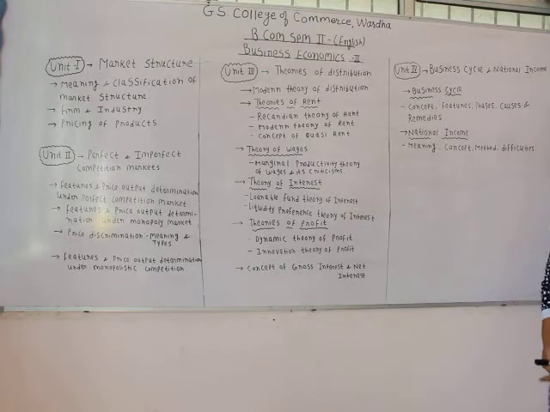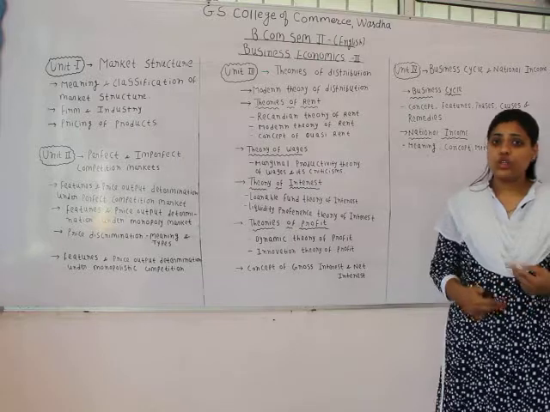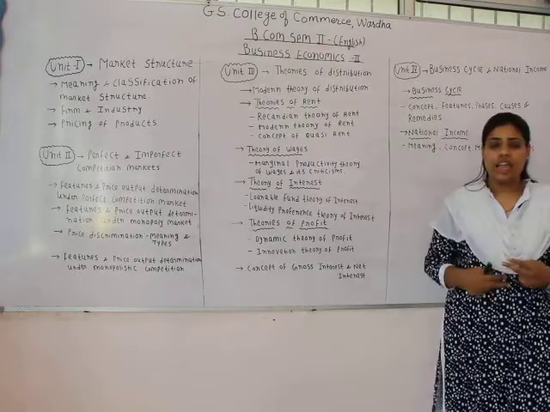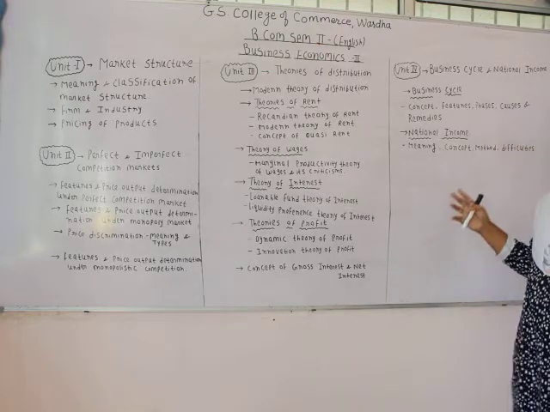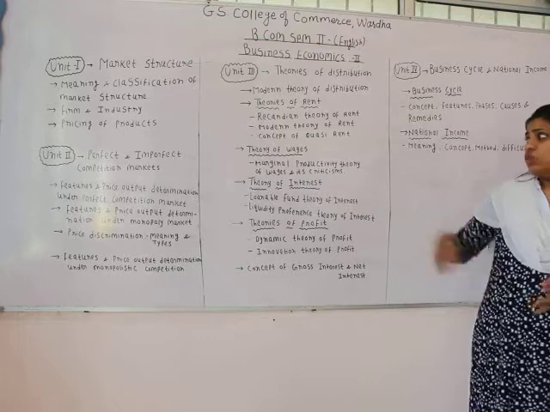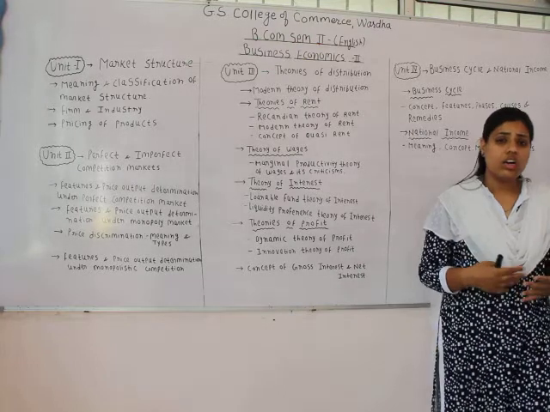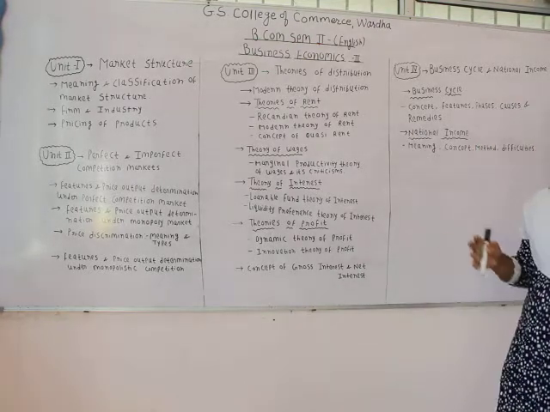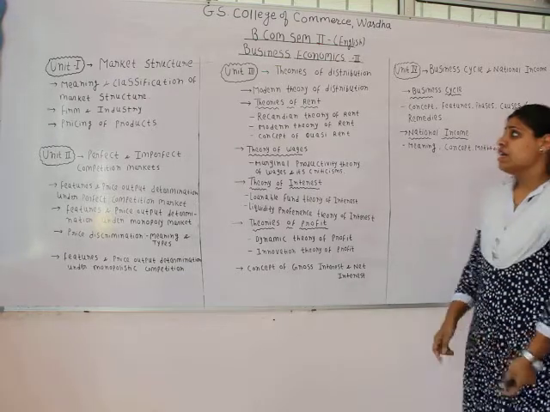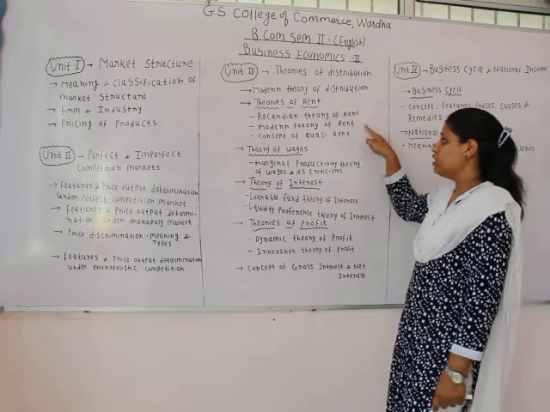Then we would start with the theories of rent, and here in our syllabus we have two theories of rent which would help us to understand how the rent is decided. As we know, the rent is the reward for the land. So this theory would help us to determine how the rent is decided. So here we have two theories in our syllabus, Ricardian theory of rent and modern theory of rent.